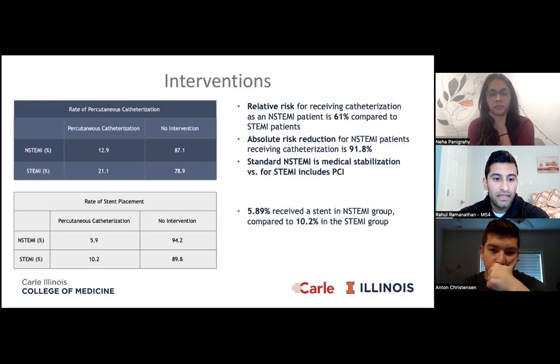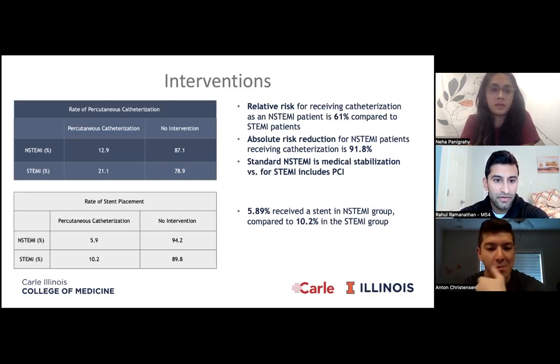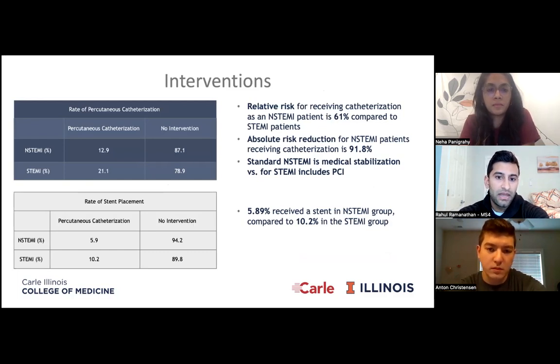We also looked at interventions for both NSTEMI and STEMI patients in the form of percutaneous coronary interventions, or PCI. We found that overall, STEMI patients actually went through percutaneous catheterization and stent placement more often than NSTEMI patients. And we found that the relative risk for receiving catheterization as an NSTEMI patient is 61% compared to being a STEMI patient. And absolute risk reduction was 98.1% for that group.